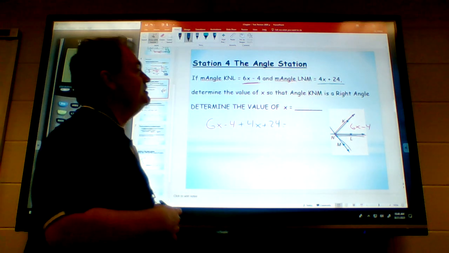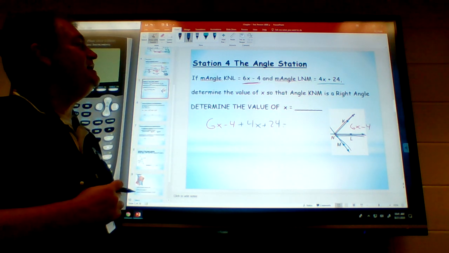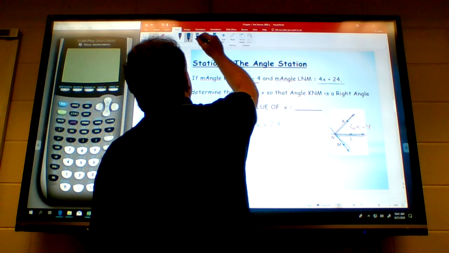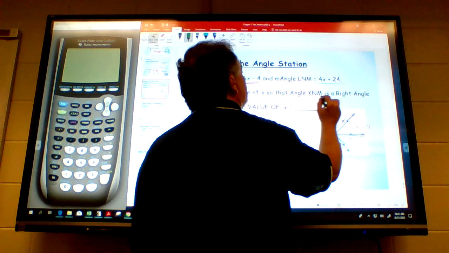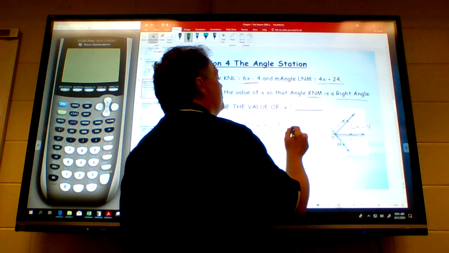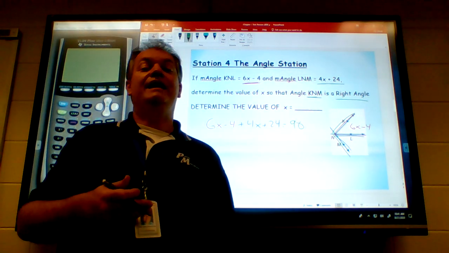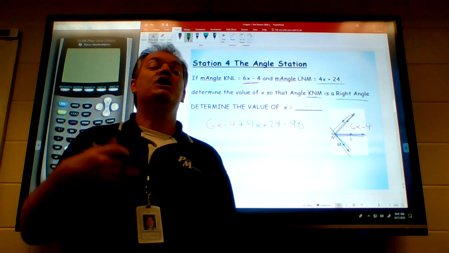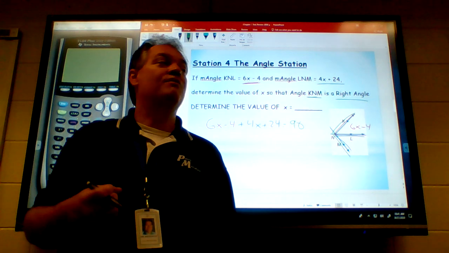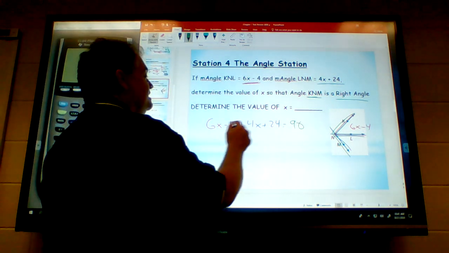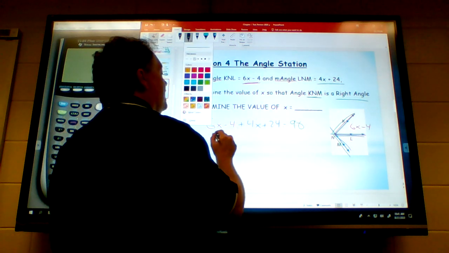I know I'm going to add them together because it doesn't say anything about midpoint. It says what value of x such that the big angle, this green angle right here, is a right angle. Now remember, right angle means it has a measure of 90 degrees. If two or more angles add up to be a right angle, then we say that they are complementary. But in this case, it just says it directly: they form a right angle. So I add these two together, set it equal to 90. And when I do that, I get 10x.